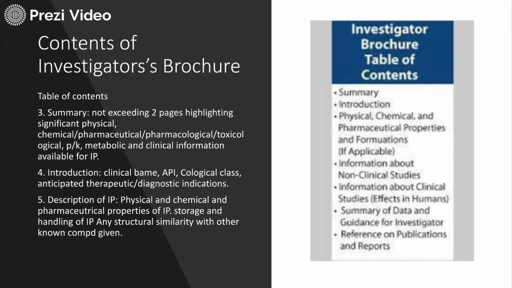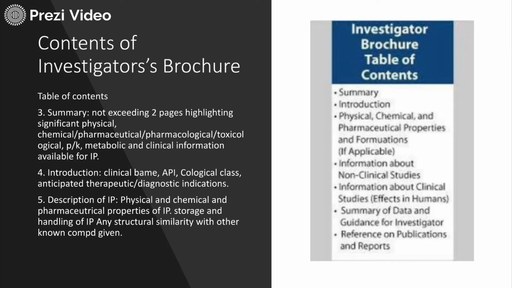Then after that, the table comprises the third part, which is the summary. Now this summary is about the physical, chemical, pharmaceutical, pharmacological, toxicological, metabolic and other clinical information about the investigational product. So whatever product is there, since the product has been developed, it comprises all the physicochemical property characterization.